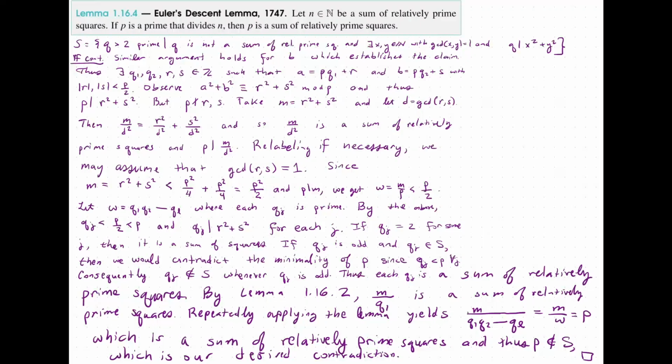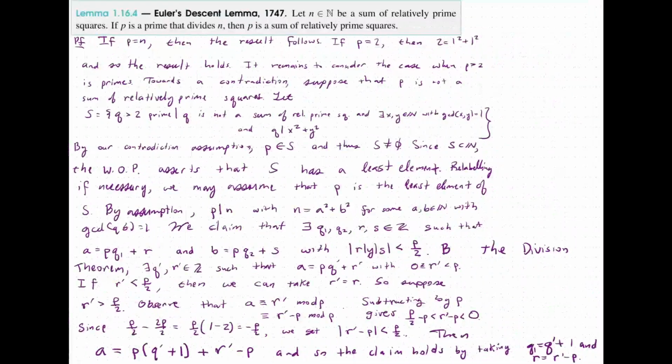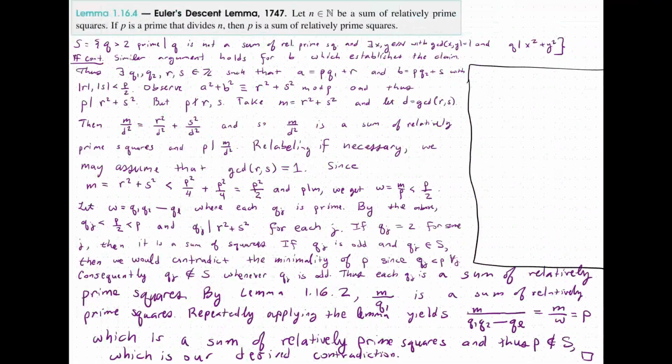To get where the name is coming from, let's analyze the proof. We did our argument by constructing a set S and then choosing a minimal element. But if we had not constructed the set S, we could still, by our assumption, assume that we have a prime. So we do the contradiction assumption, so we can assume that we have a prime P that is not a sum of relatively prime squares. And so infinite descent, the idea is the following.